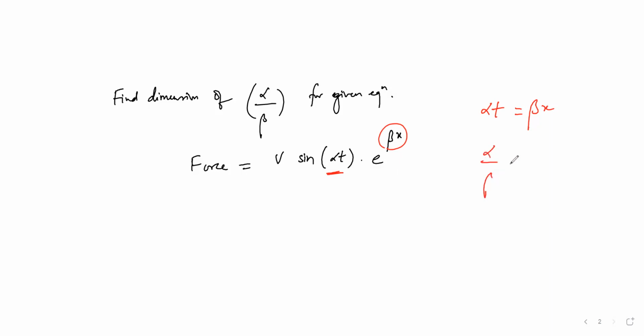So what is alpha by beta? Yes, sir. Alpha by beta is x by t. What is x by t? L by t. L by t is nothing but LT inverse. Correct? Yes, sir. Fantastic. Next question then.